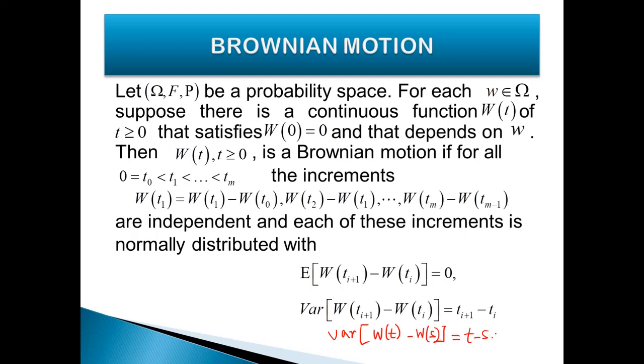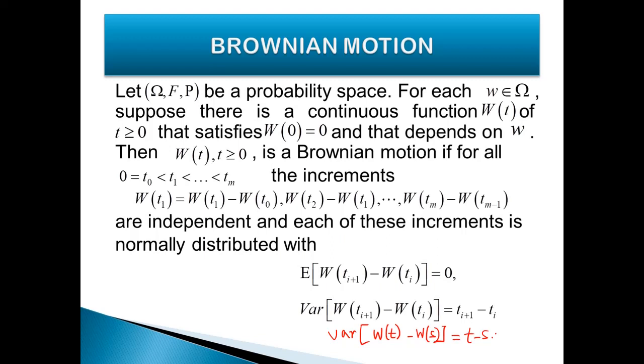So how many properties? The first property is W is a continuous function of t. W0 equals 0. The increments are independent. The increments' expectation, the mean, is 0. The variance is t minus s. So in total you can say there are 5 properties of Brownian motion. So whenever we are given a Brownian motion W, we always know these 5 properties hold for W(t). Okay, so now you can guess it.